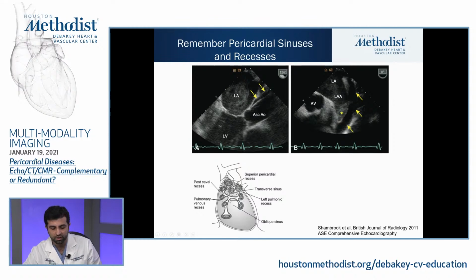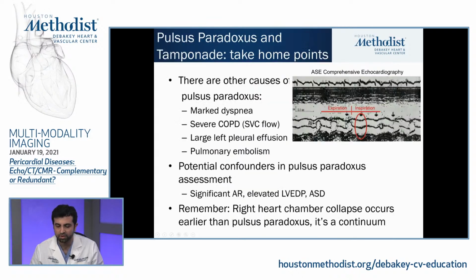We remove the heart, and this is the pericardium. The transverse sinus sort of tracks in between the aorta and the left atria, and this can sometimes create confusion as to whether there's a dissection here or not. And then also pay attention to the oblique sinus, where you can have this fluid collection behind the left atria.